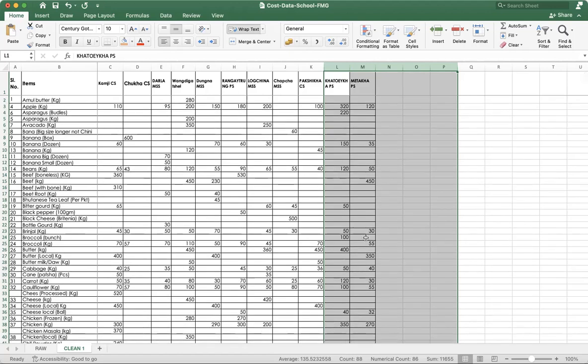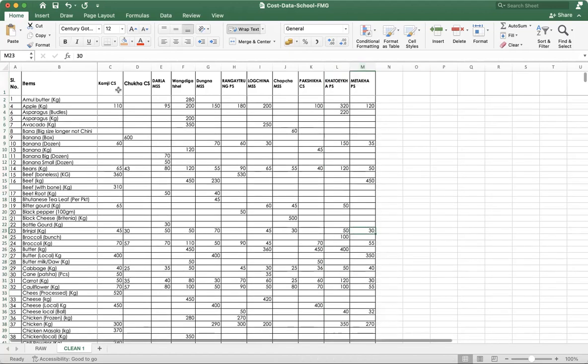So Katika is different, Metaka is different. How many schools? 1, 2, 3, 4, 5, 6, 7, 8, 9, 10, 11. Comparative study of price, any topic covered. Comparative study of pricing of vegetables and commodities in 11 different schools of Chuka Chungkha established through FMG linkage.